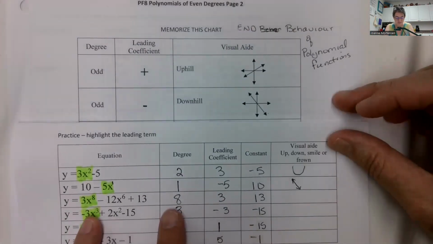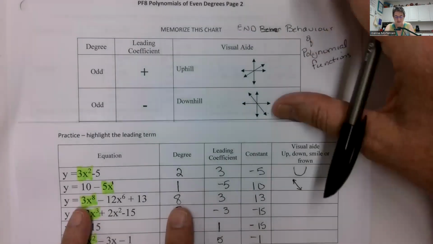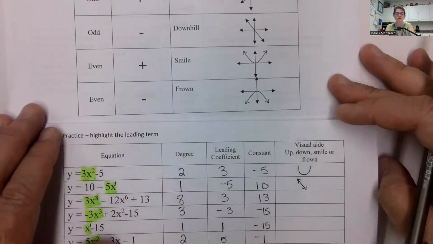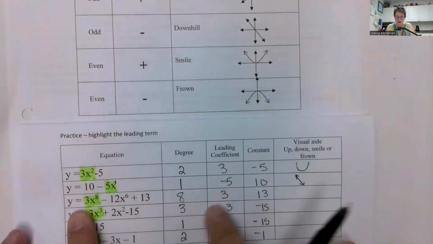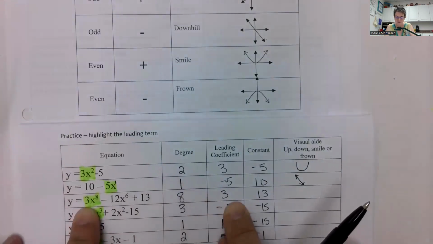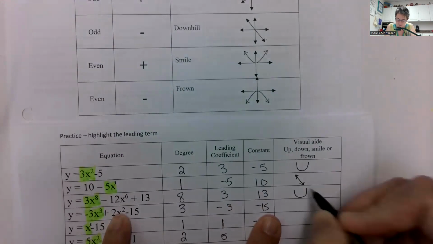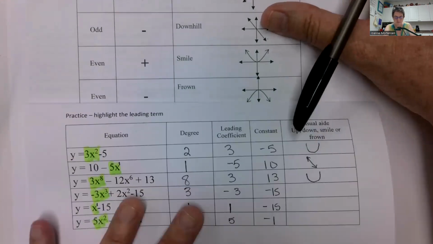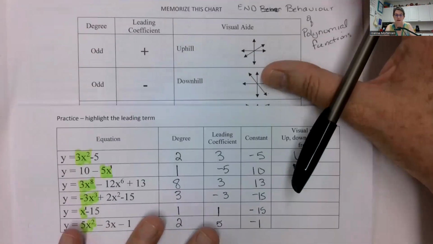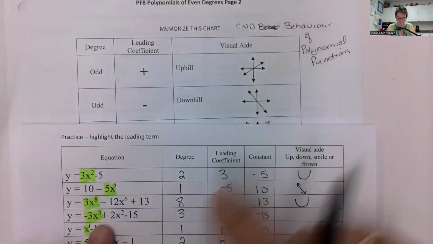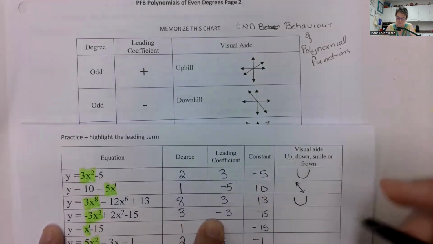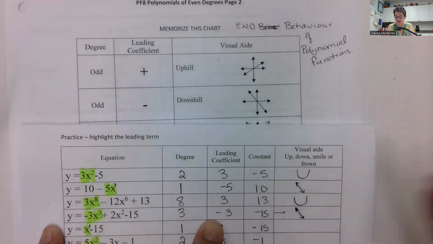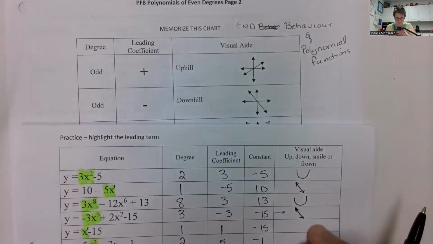All right, number 3. My degree is 8, so it's going to be one of these two, and it's positive, right? Because the leading coefficient is 3. So that's a smile. All right, negative 3x cubed. So cubed is going to be odd, and it's negative, so downhill. Remember, we read this way. When I say downhill, that's what it means.